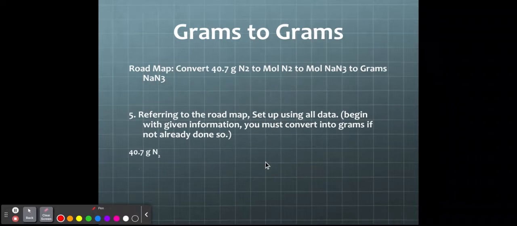So now we can start the equation, okay? So now the roadmap is to convert from 40.7 grams of N2 to mole N2 to mole NaN3 to grams NaN3. Okay, so this is our roadmap, and we're going to start setting up our data. So begin with the given information. You must convert into grams if not already done so, remember. But in this case, this is already in grams.